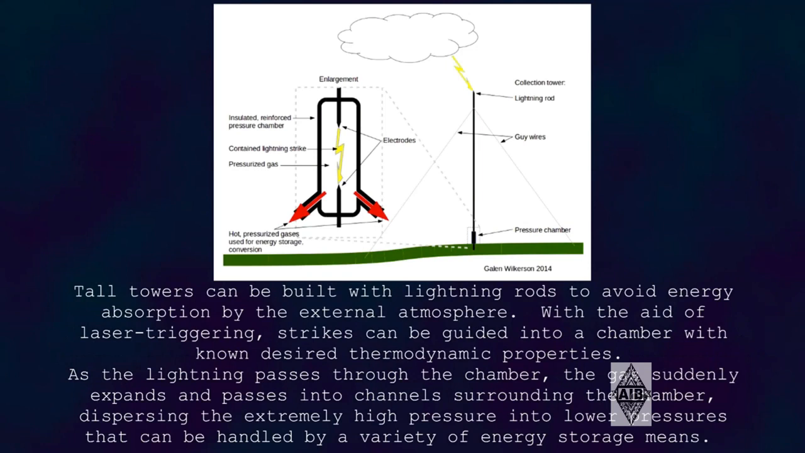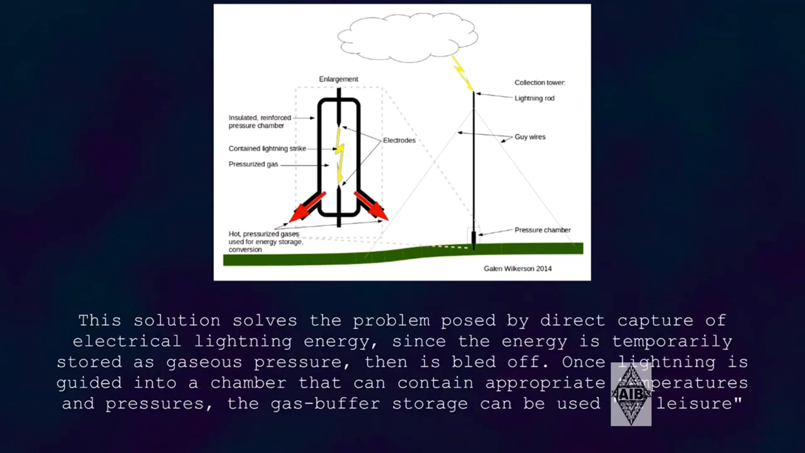With the aid of laser triggering, strikes can be guided into a chamber with no desired thermodynamic properties. As the lightning passes through the chamber, the gas suddenly expands and passes into channels surrounding the chamber, dispersing the extremely high pressure into lower pressures that can be handled by a variety of energy storage means. Once lightning is guided into a chamber that can contain appropriate temperatures and pressures, the gas buffer storage can be used at leisure.